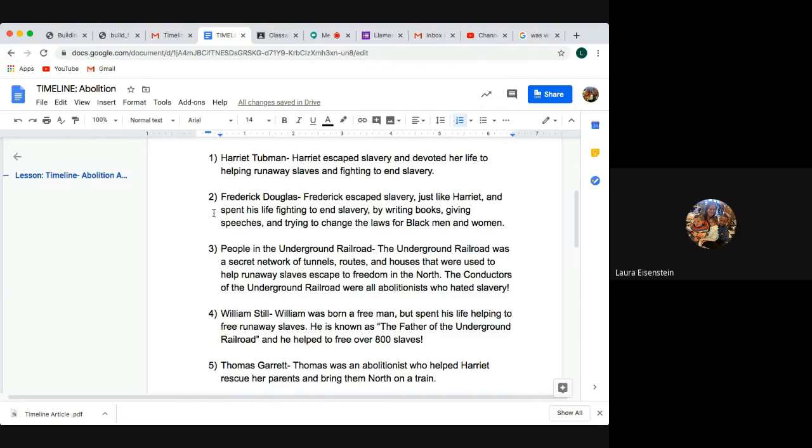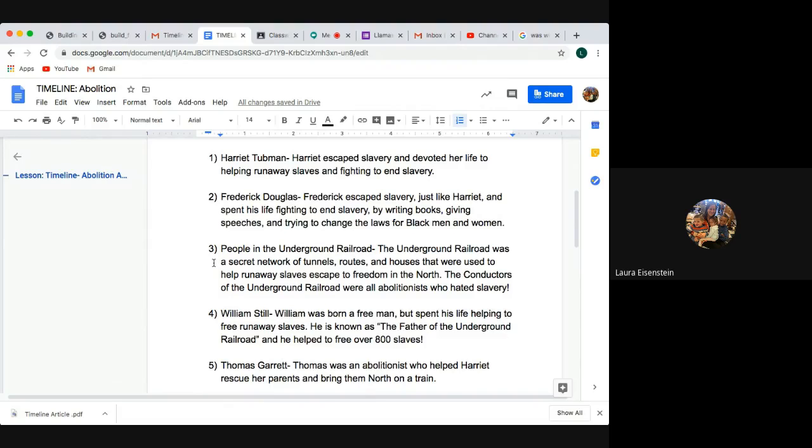We also read about Frederick Douglass, and Frederick escaped slavery just like Harriet, and he spent his life fighting to end slavery. He did this by writing books, giving speeches, and trying to change the laws for Black men and women. Remember that he wanted Black people to have the right to vote.